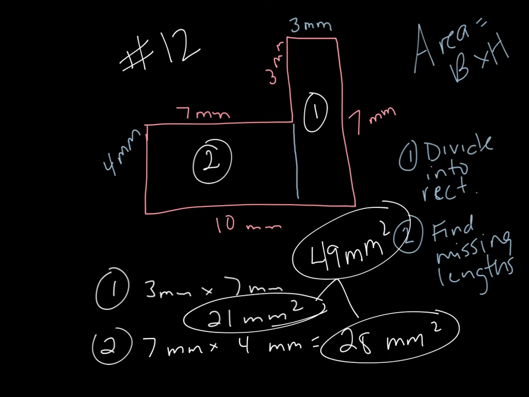I hope that helps explain how to do these problems. So first, just to review one more time, we divide the big shape into rectangles or squares, and then we find the missing lengths, and lastly we calculate the area of rectangle 1 and rectangle 2.